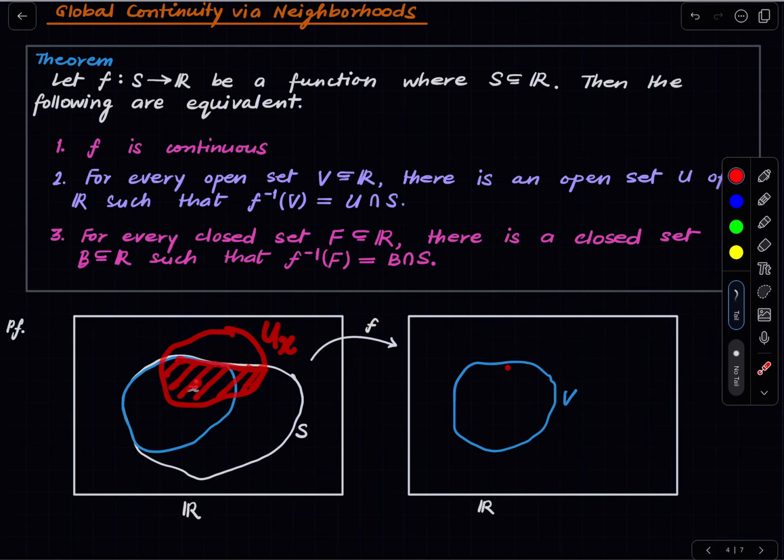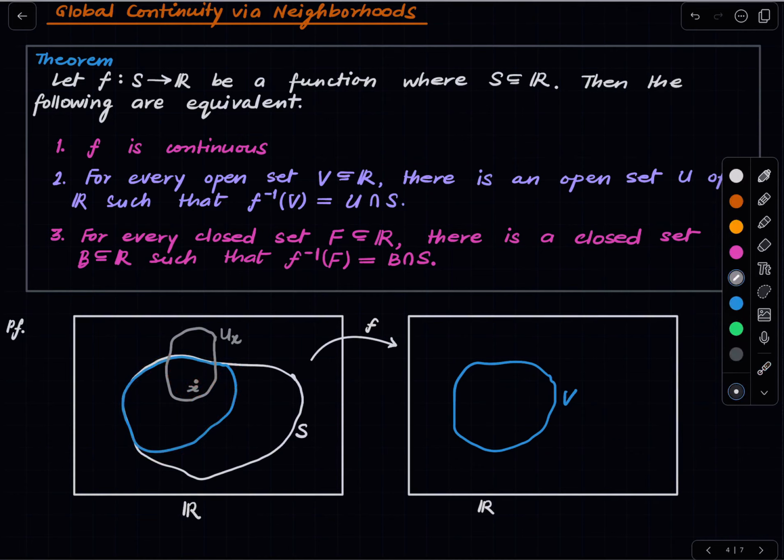And therefore Ux intersection S must be contained in the pre-image of V, because all the points here are mapping inside V. So this shaded thing has to be contained in the pre-image of V. So the picture looks like this. What we have justified is that there is some open set Ux such that Ux intersection S is contained in the pre-image of V. And that can be done for every X.